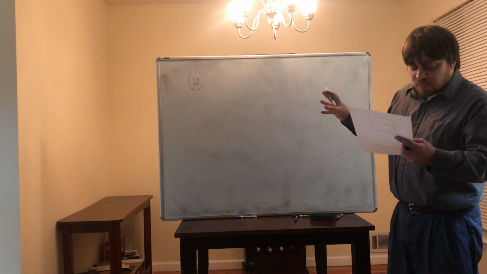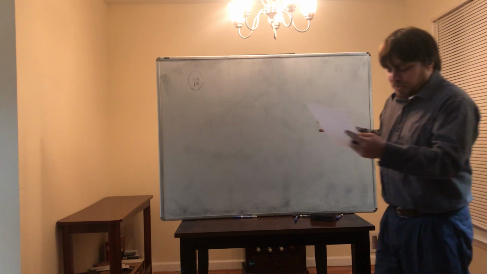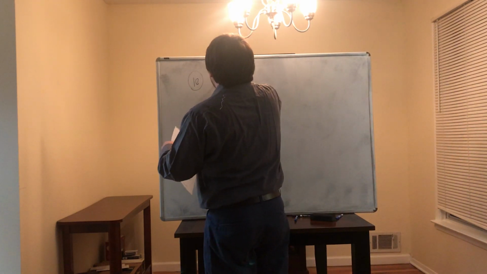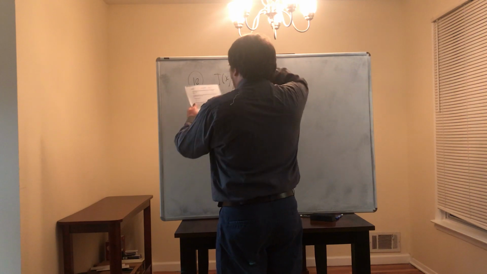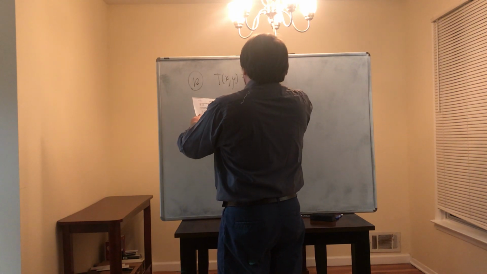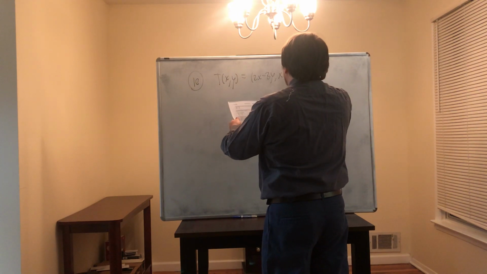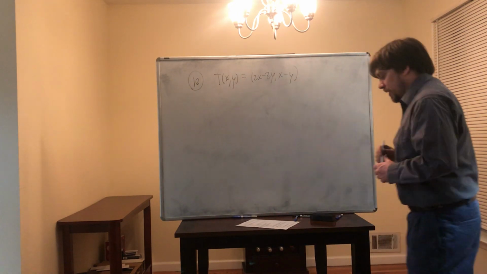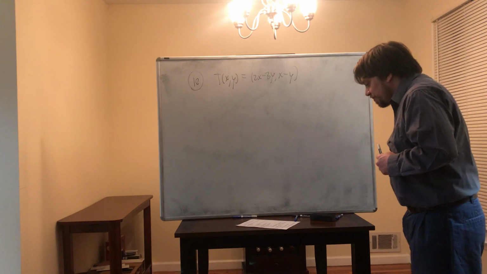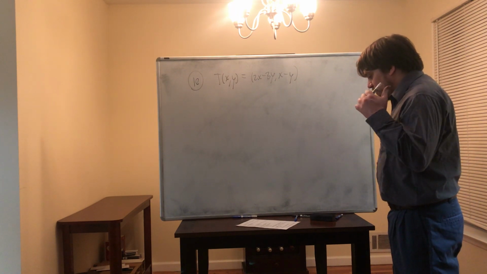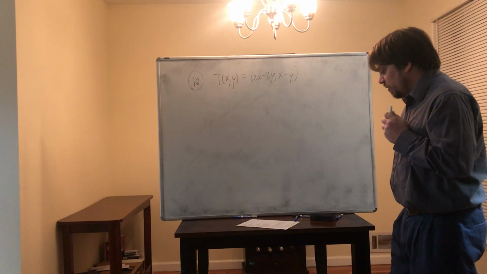So number 10: determine whether T is a matrix transformation and justify your answer. Here we have T of (x, y) equals (2x minus 3y, x minus y). So that's T, and we want to determine whether T is a matrix transformation.